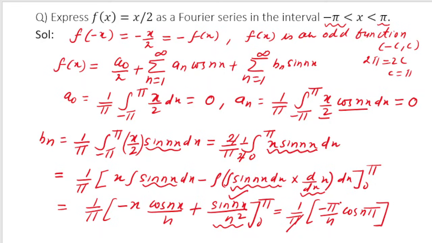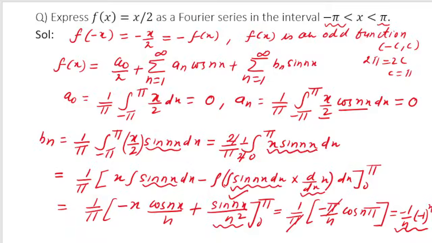Now this pi and this pi are cancelled. So what I got is minus 1 by n, and cos n pi is nothing but minus 1 to the power n. We have got this thing multiple times. So I have got the Fourier coefficient bn.